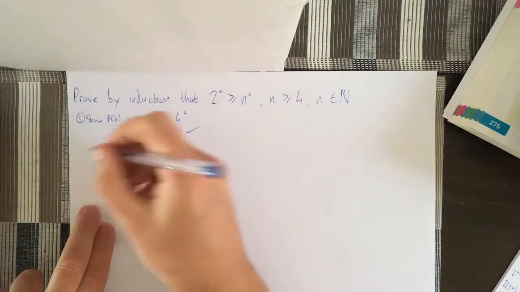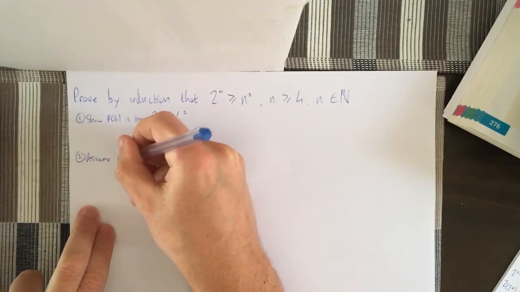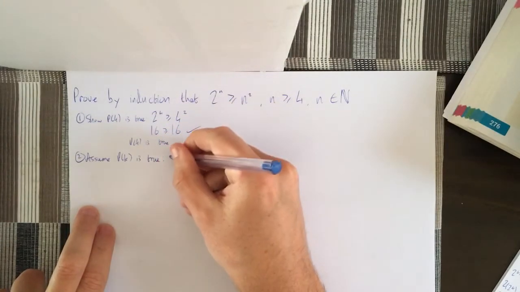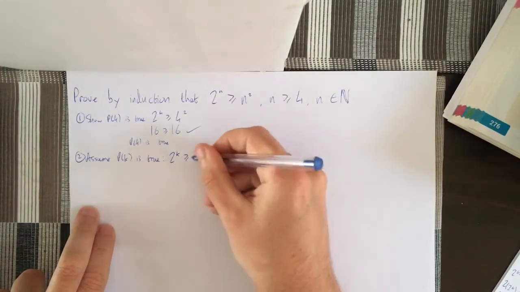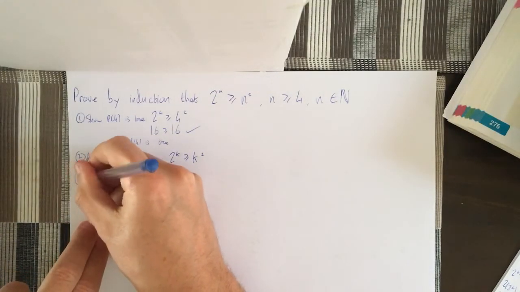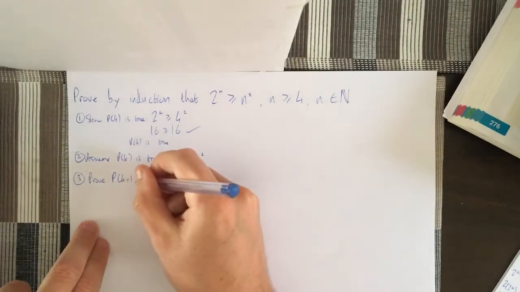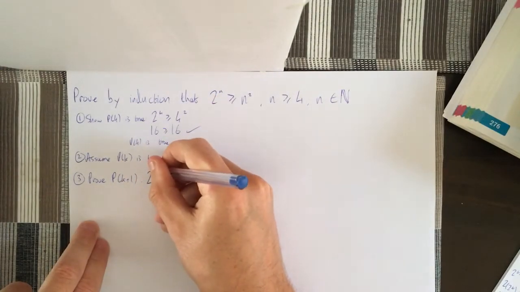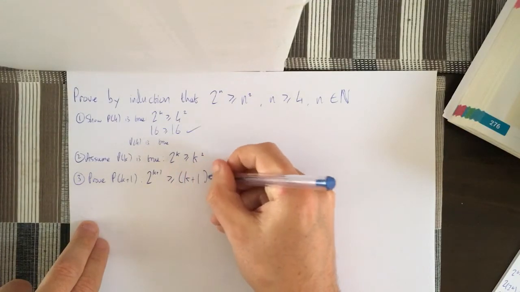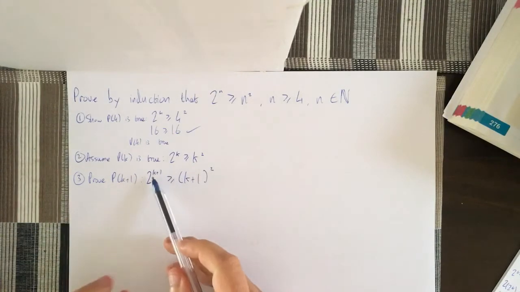Next step, assume Pk is true. So 2 to the power of k is greater than or equal to k squared. Third step, prove P(k+1). So 2 to the k plus 1 is greater than or equal to k plus 1 squared.